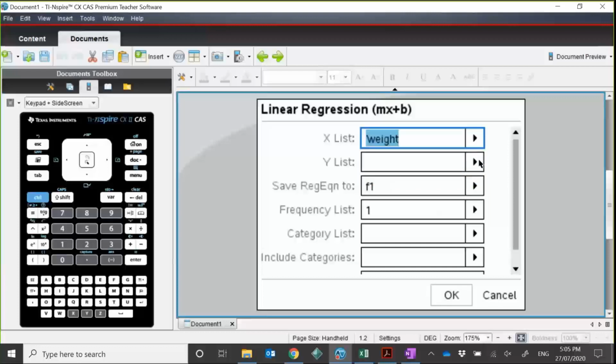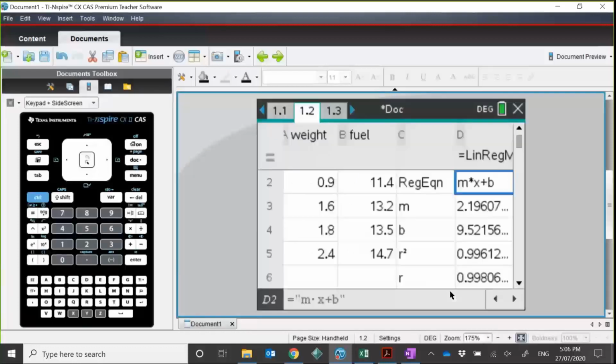And my Y value is the fuel consumption, because that depends on the weight. And take note here, it's going to save the equation into F1. And this is why this part of the program is useful. It's going to save what we've just done into F1. Okay? And it puts everything onto our spreadsheet for us.